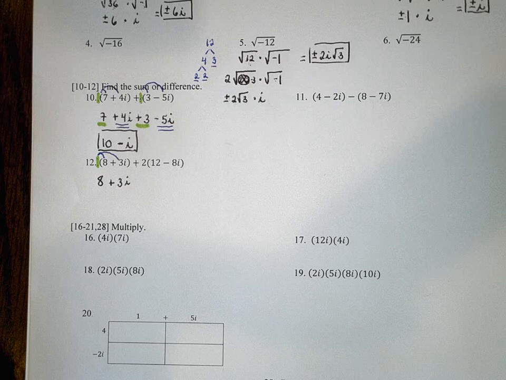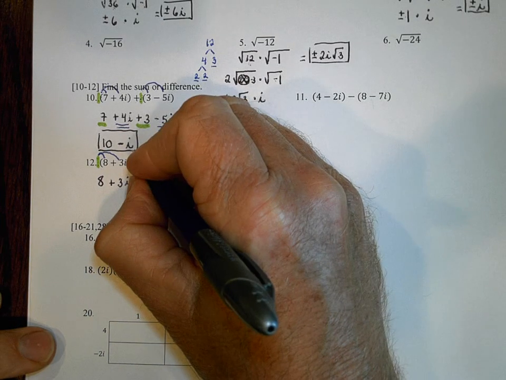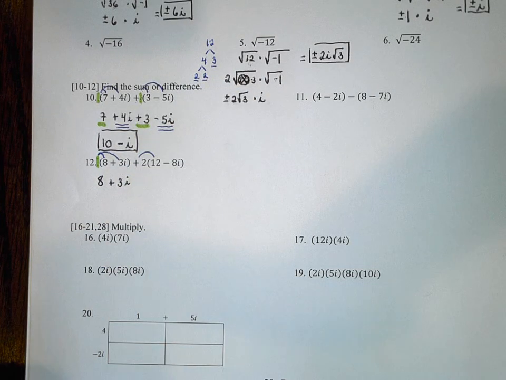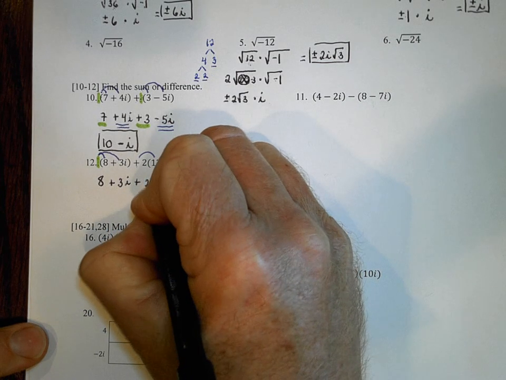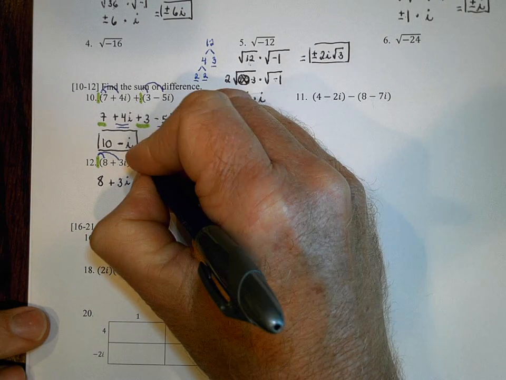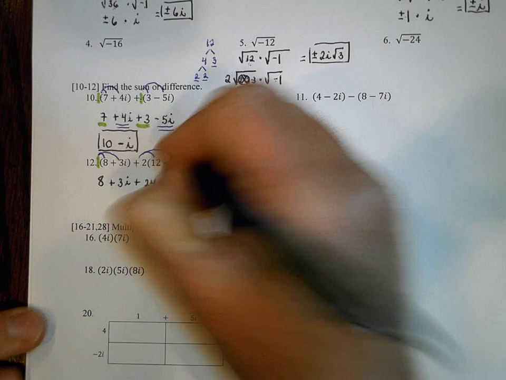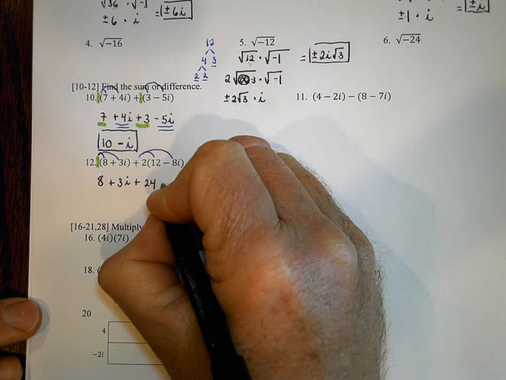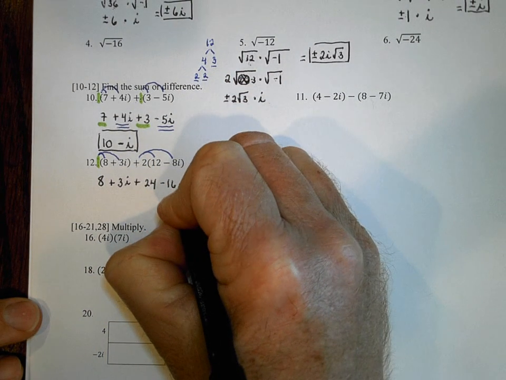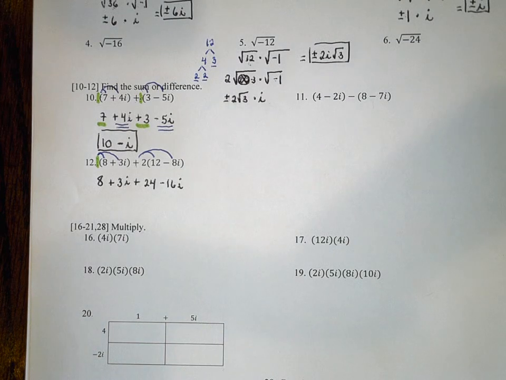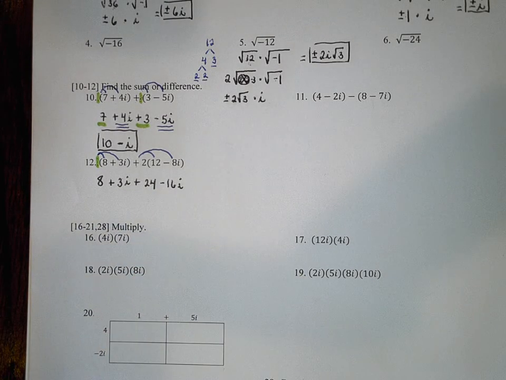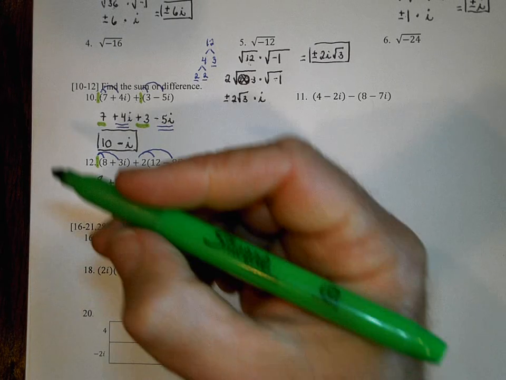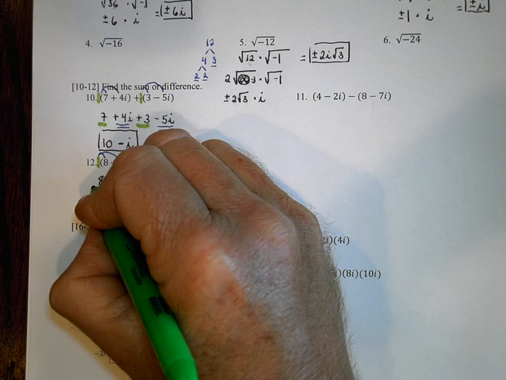Then I'm going to go to the next parentheses, and I'm going to distribute the positive 2 into the 12, and that's going to give me positive 24. And then I'm going to distribute the positive 2 into the negative 8i, and that's going to give me negative 16i. So once you rewrite the problem without parentheses, your next step is to combine any like terms, if there are any. So let's start with the number 8.